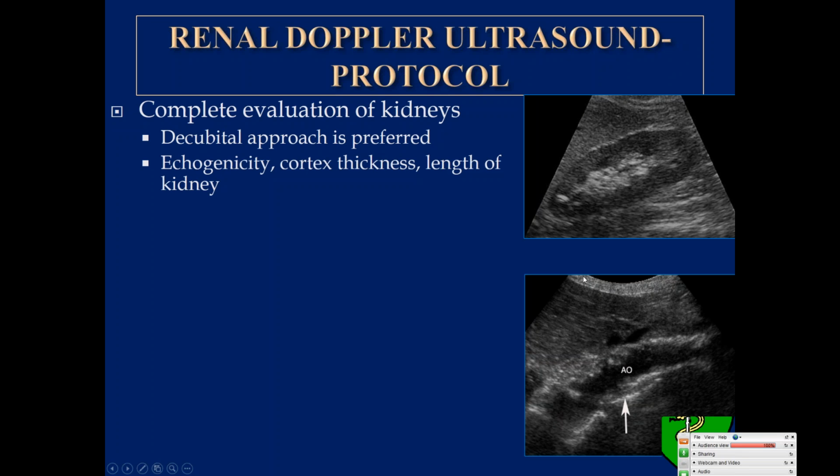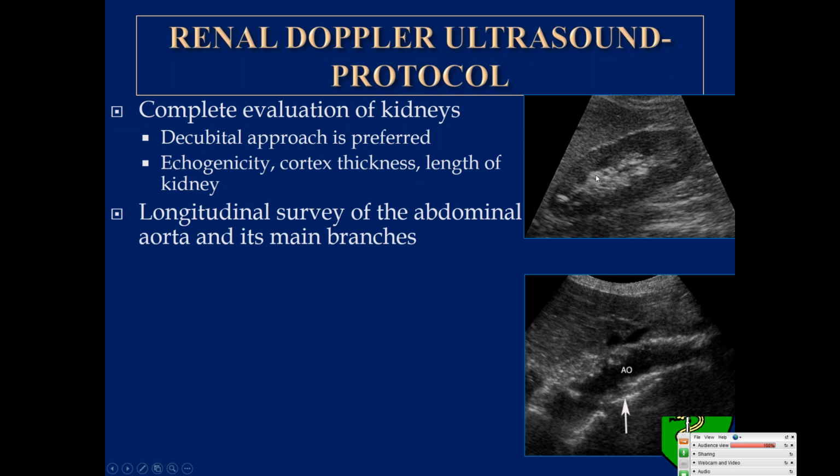Renal Doppler ultrasound protocol includes complete evaluation of the kidneys. We want first to examine if the kidney is healthy or can be revascularized in the future or not. So we pay attention to the size of the kidney, the thickness of the cortex of the kidney, and the echogenicity of it.